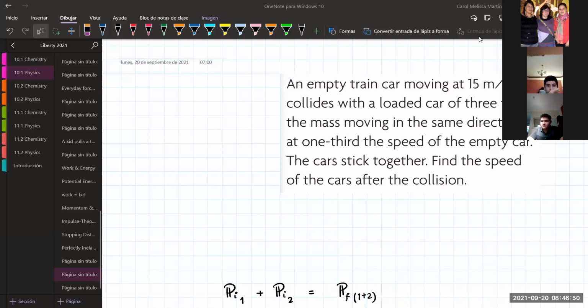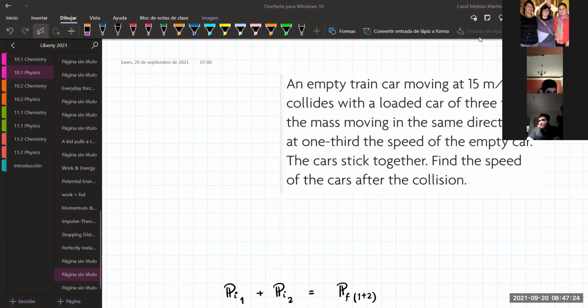Okay, so it says an empty train car moving at a speed of 15 meters per second collides with a loaded car of 3 times the mass, moving in the same direction at one-third the speed of the empty car. The cars stick together. Find the speed of the cars after the collision.